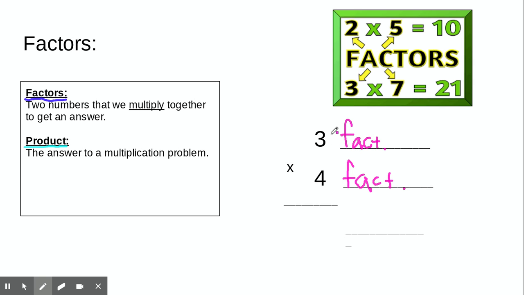So knowing that 3 is a factor and 4 is a factor, we know that 3 times 4 is 12. We can use our multiplication charts. So knowing that 3 times 4 is 12, what will 12 be? Will 12 be a factor or will 12 be a product? 12 will be a product because it's our answer to our multiplication problem. So we can abbreviate that one P-R-O-D. So 3 and 4 are our factors and 12 is our product.